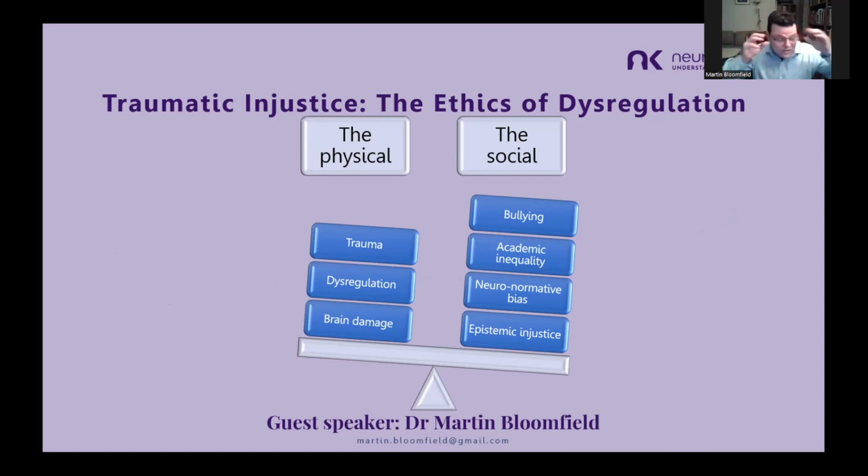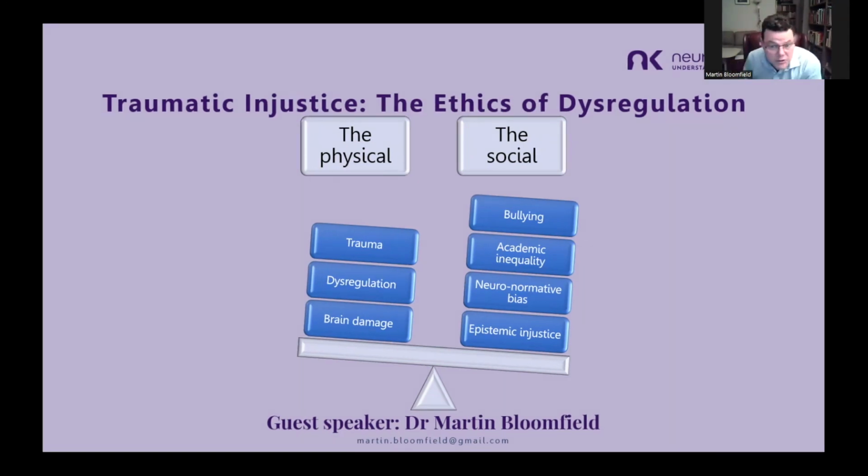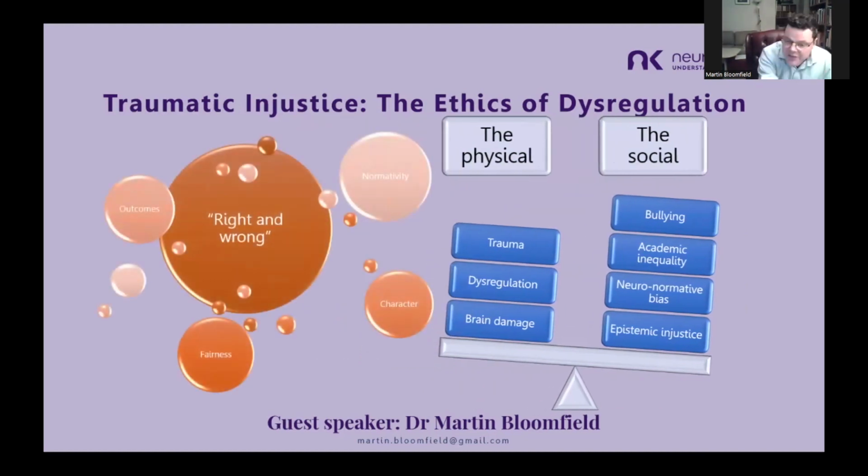And so what we have is we've got two aspects to this. We've got the physical, we've got the social. The physical is about trauma. It is a physical thing. It physically affects you. The trauma, the dysregulation, and the brain damage. You can map all of these. And then the social aspect is the bullying, the academic inequality, the neuronormative bias, and then the epistemic injustice that comes along with all of this. And this, as we've noticed, is an ethical issue. It's not simply an issue of phonological processing or your brain being built differently. It's an ethical issue because it's about right and wrong, outcomes, fairness, character, normativity, just like we'd said earlier on.